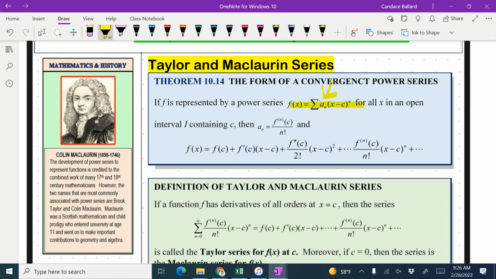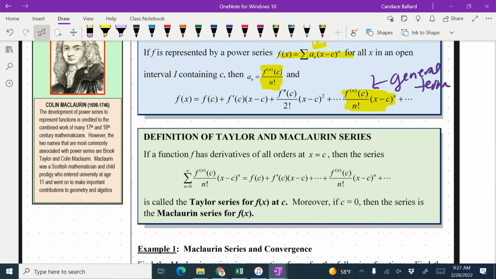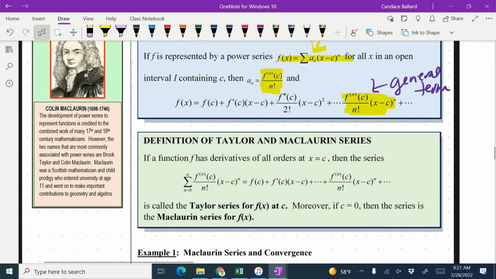So to create the coefficient, the a sub n term, we basically use this little formula, which is really saying the nth derivative of the function evaluated at c over n factorial. That's how we get that number in front. And then we can create this. And this piece right here is typically what we call the general term. And really that was the official theorem of a convergent power series.